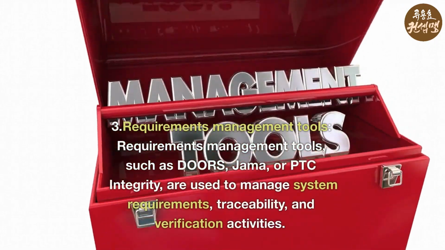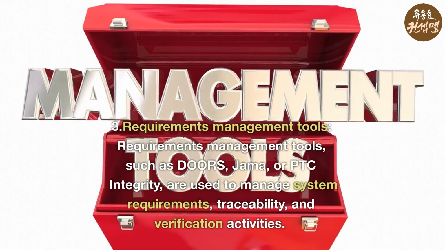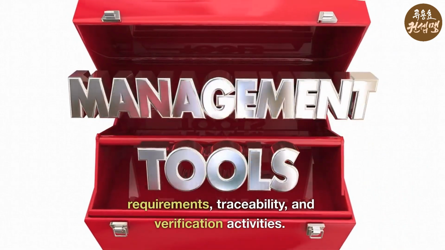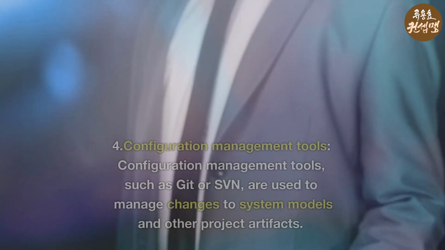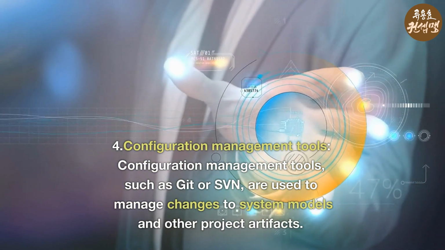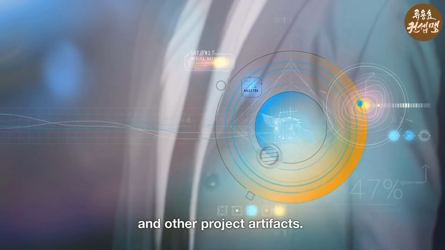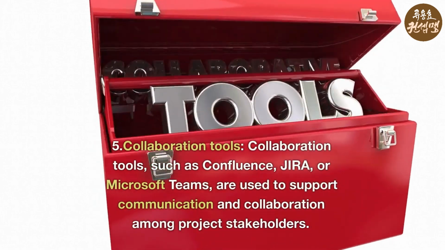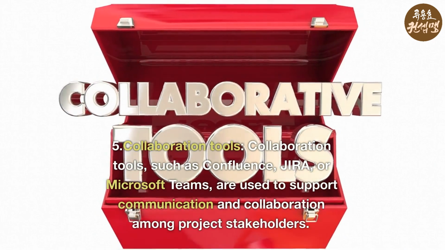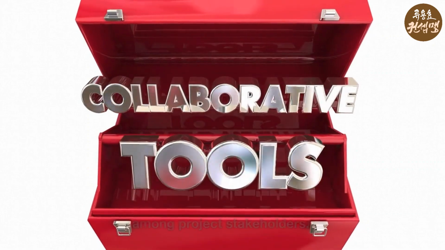3. Requirements management tools. Requirements management tools, such as DOORS, JAMA, or PTC Integrity, are used to manage system requirements, traceability, and verification activities. 4. Configuration management tools. Configuration management tools, such as Git or SVN, are used to manage changes to system models and other project artifacts. 5. Collaboration tools. Collaboration tools, such as Confluence, Jira, or Microsoft Teams, are used to support communication and collaboration among project stakeholders.